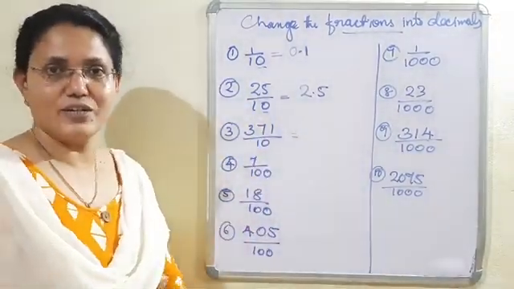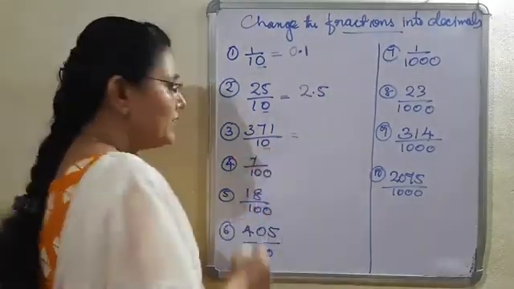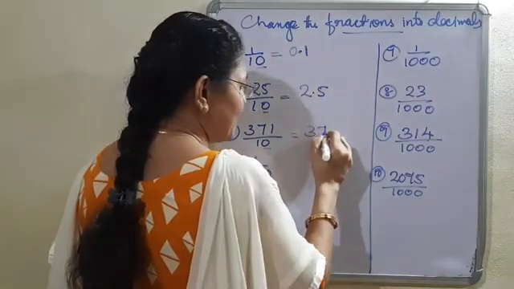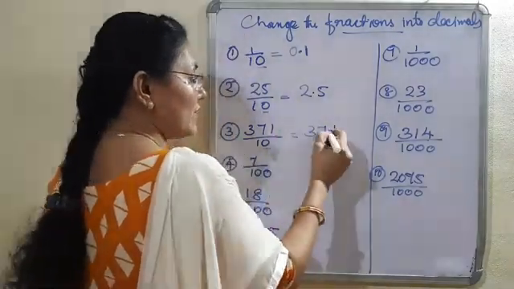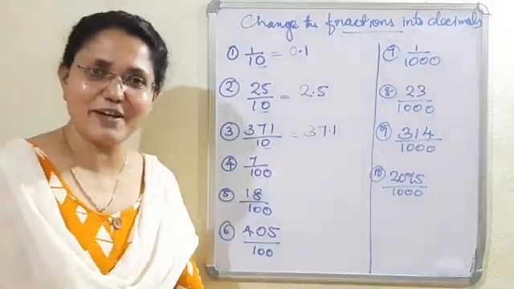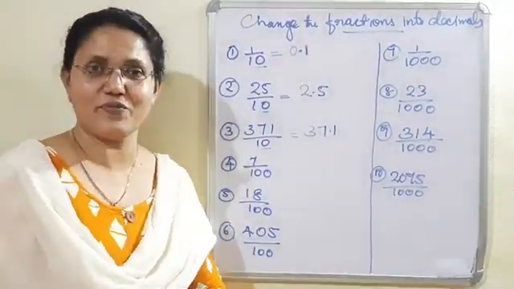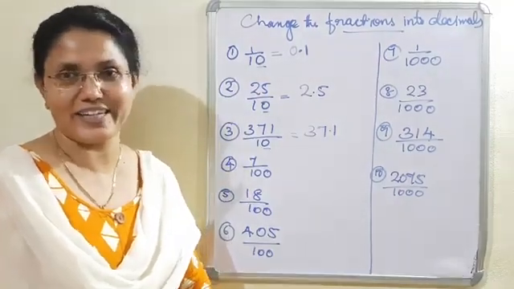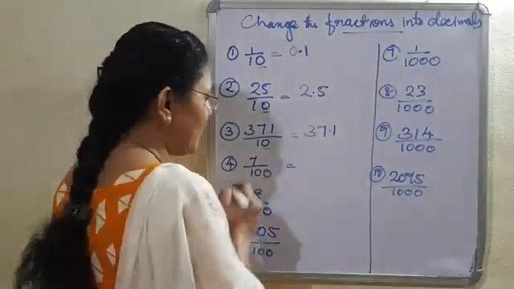Okay. Next, 371 by 10. First, here how many zeros? One zero. First, I am writing the numerator. From right to left, count one digit and put the decimal point. Therefore, here the decimal form of 371 by 10 is 37.1.